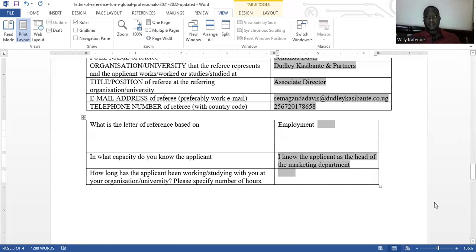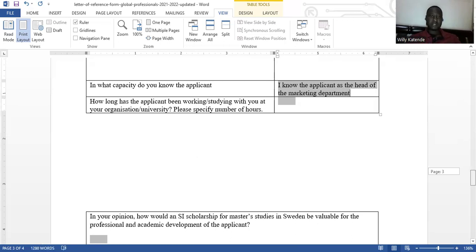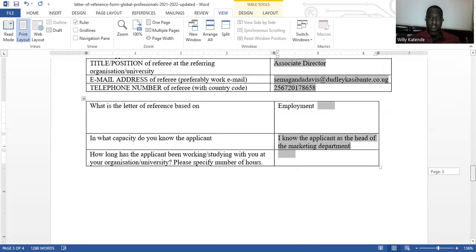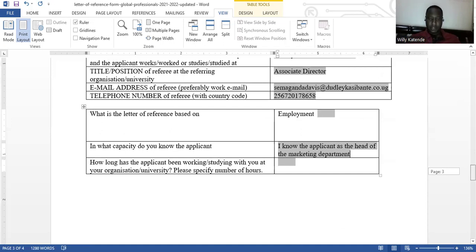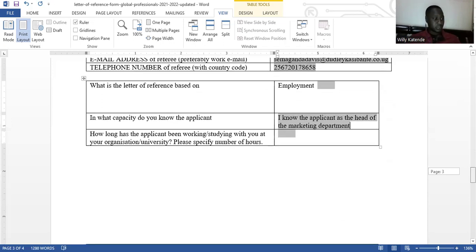So they're asking here, these are only for illustration purposes. There's nothing concrete here, nothing true here. I'm only showing you how your referee can fill in this reference later. How long has the applicant been working or studying with you at your organization or university? Please specify number of hours, maybe 10,000 hours.